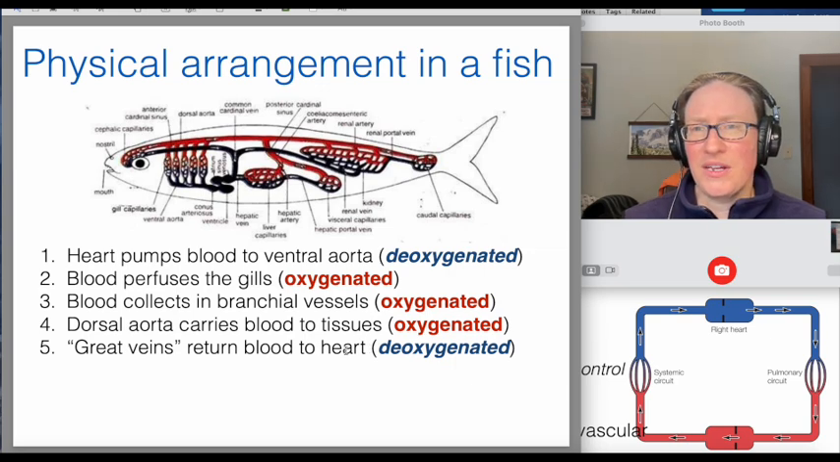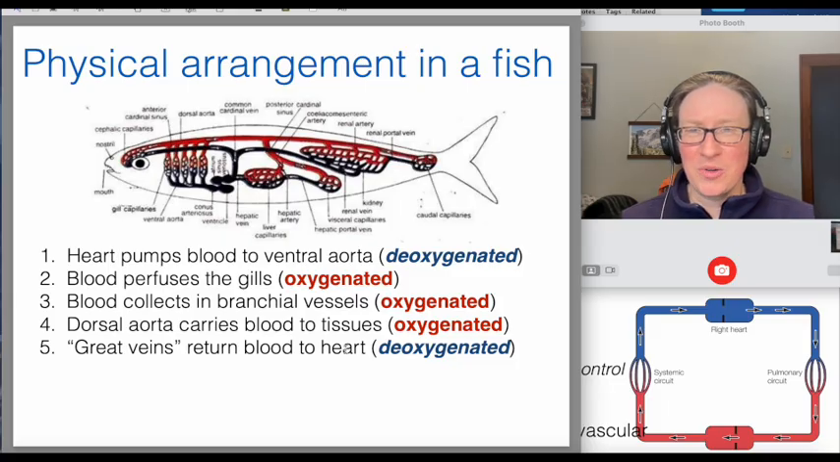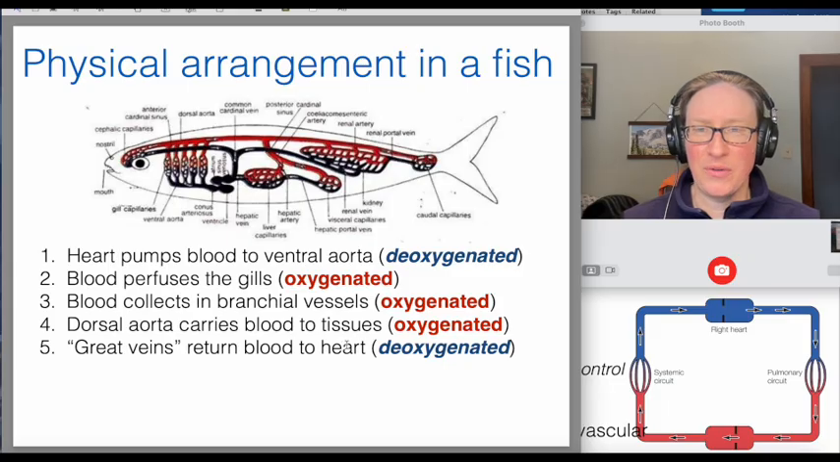Here is a view of the physical arrangement of the circulatory system in a fish. And again, we're not an anatomy class, we're a physiology course, so we're not going to be super focused on knowing all of the intricate details of this, but it is useful to see how things are laid out to appreciate the overall flow of blood.